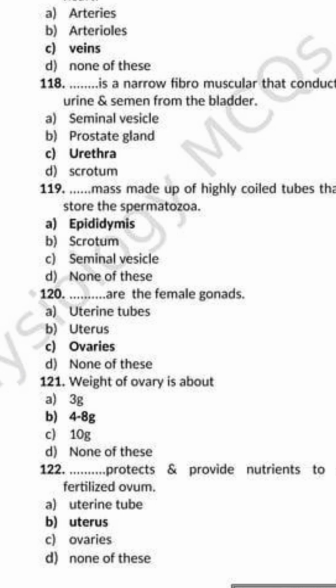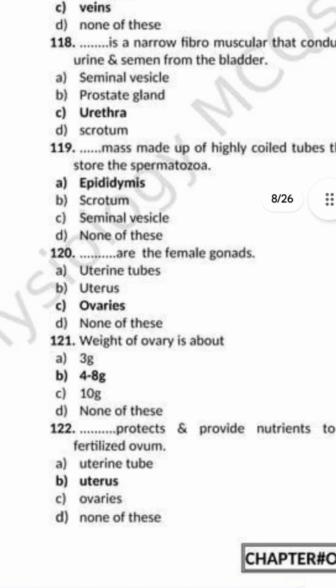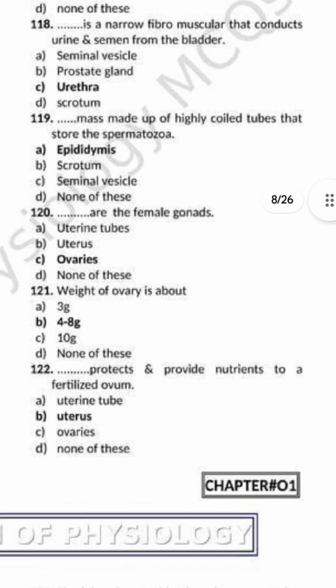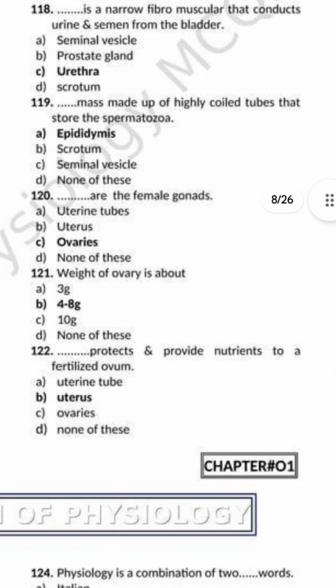Okay, the next question. Dash are the female gonads. Uterine tubes, uterus, ovaries, none of this. The answer is ovaries are female gonads. Then weight of the ovary is about 3 grams, 4 to 8 grams, 10 grams, none of this. The answer is 4 to 8 grams. Then next question. Dash protects and provides nutrients to fertilized ovum. Uterine tube, uterus, ovaries, none of this. The answer is uterus. Uterus is the organ that protects and provides nutrients to the fertilized ovum.